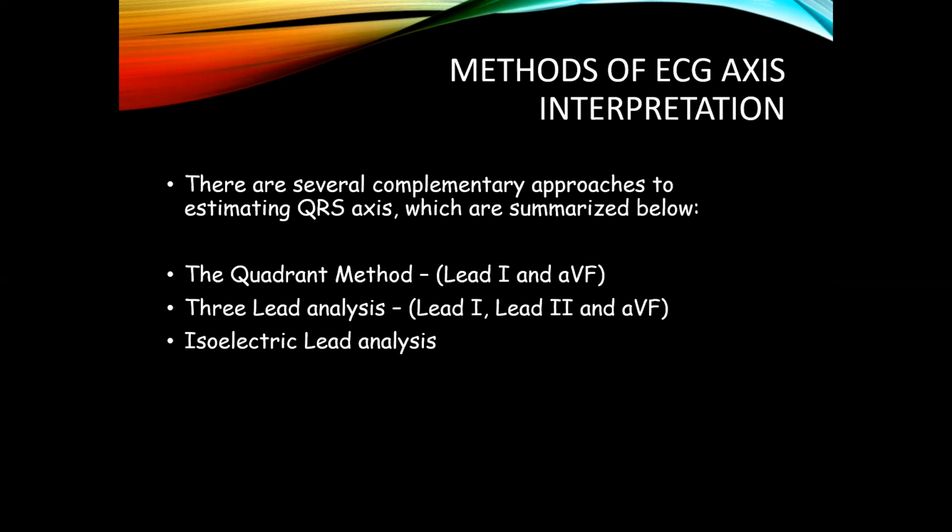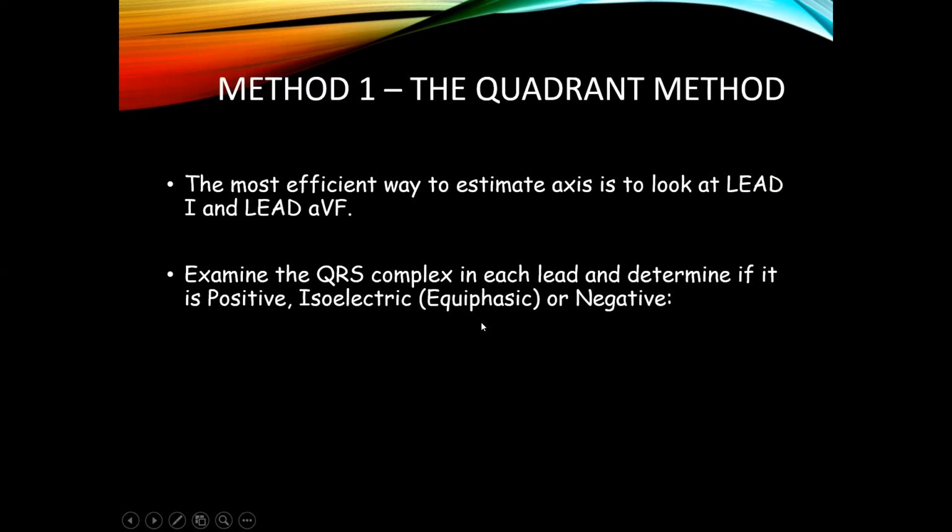Now, methods of ECG axis interpretation. There are a number of methods. I've mentioned 3 here. You can find which one suits you better and use that; you don't need to use all 3. There's the quadrant method, in which you look at lead 1 and AVF. Then there's 3-lead analysis, in which you look at lead 1, lead 2, and AVF, and isoelectric lead analysis. So method 1, the quadrant method.